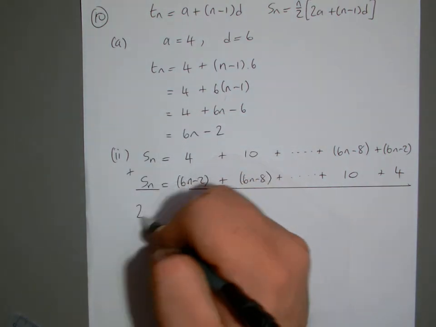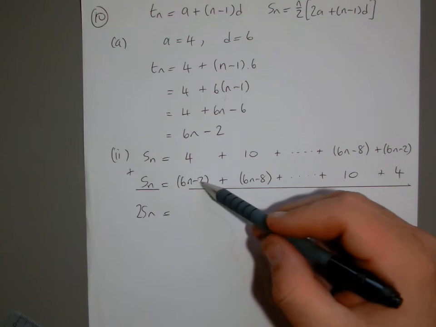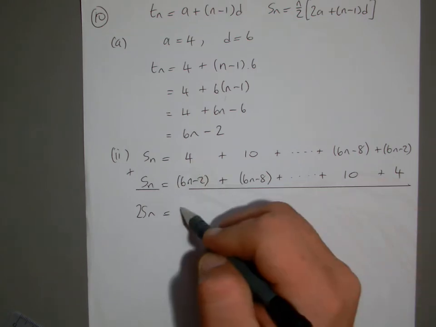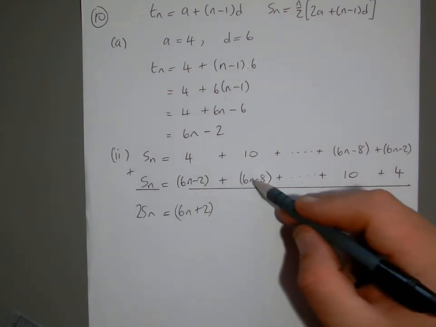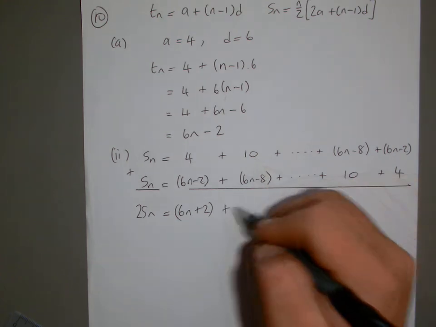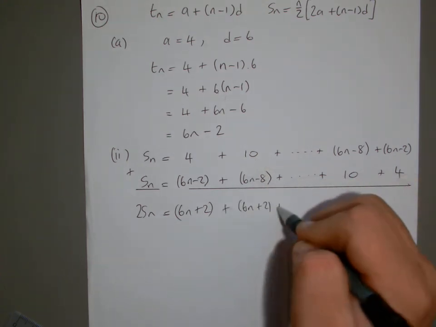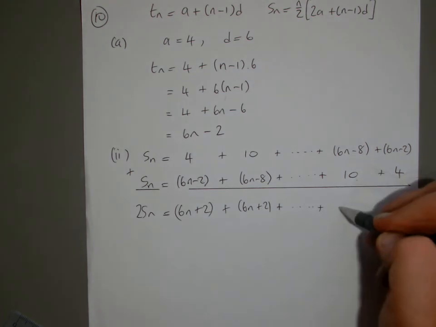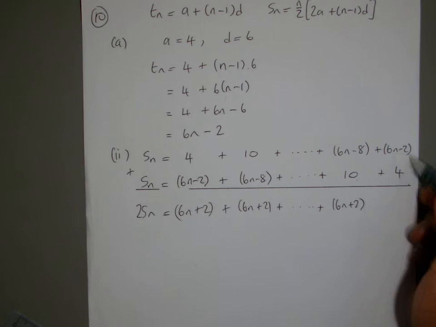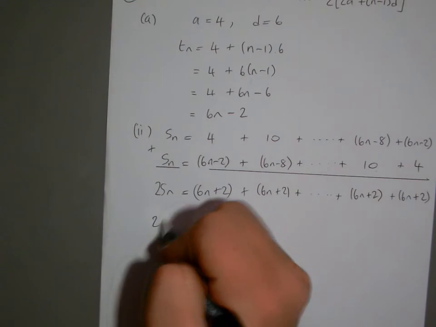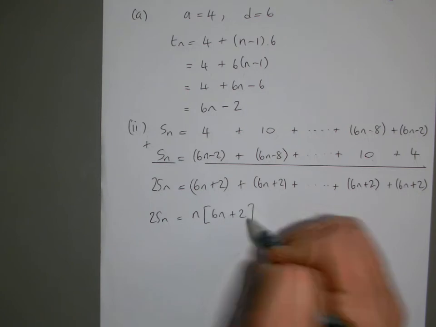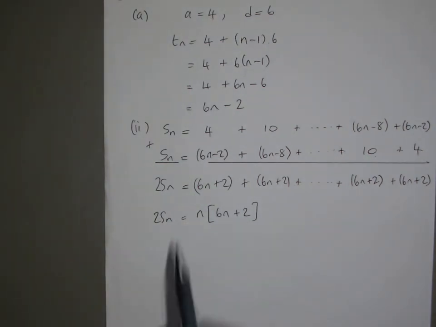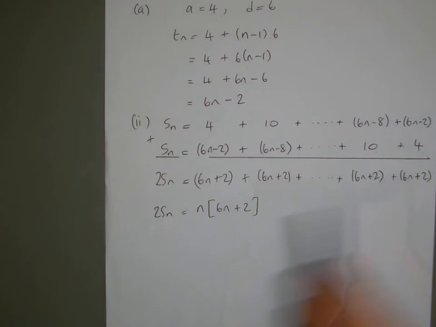So Sn plus Sn is 2Sn. Add these. Well, 6n minus 2 add 4 is 6n plus 2, isn't it? Same here, 6n minus 8 add 10 will be 6n plus 2, plus dot dot dot. 6n minus 2 add 4 will be 6n plus 2. So what you find is you've got n lots of 6n plus 2. We've got n terms here, so we've got n of them.